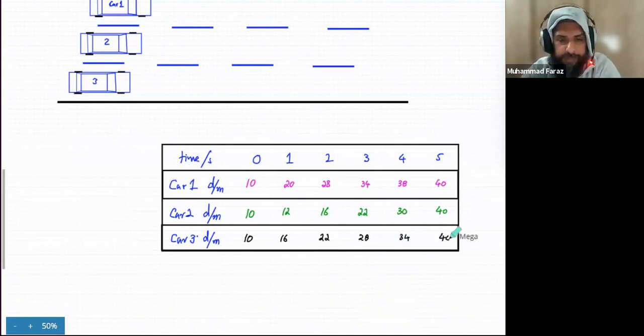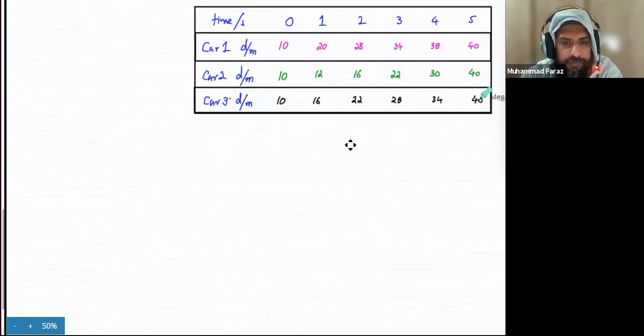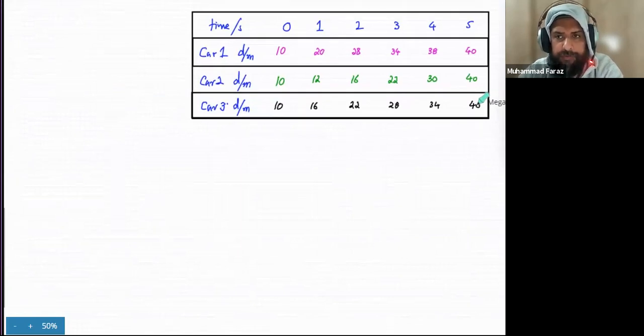Now, just observing this situation, can you tell me which car is moving with constant speed, which car is moving with increasing speed, and which car is moving with decreasing speed? Okay, I'm pausing the recording so I can talk to you.